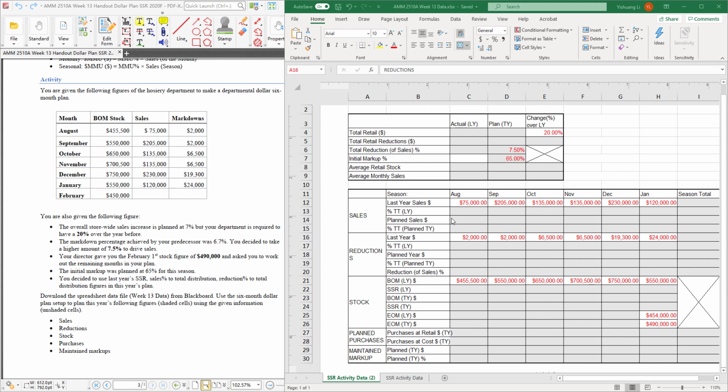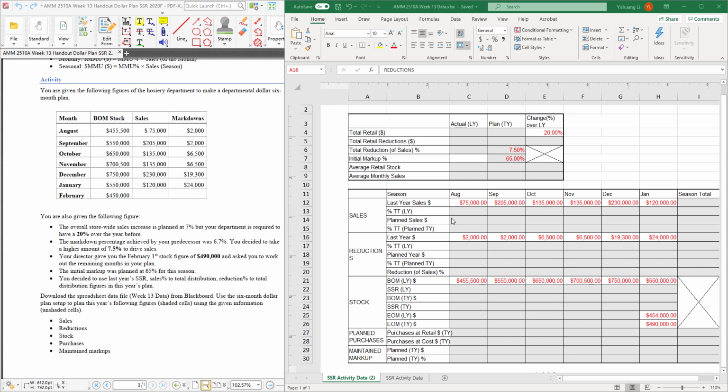Hi class, this week we are going to learn how to make a 6-month dollar plan using given numbers. And although we only have one activity planned for this week, this activity can be really time consuming, but no worries, I will show you how to make this plan step by step. Okay? Let's see the layout of the 6-month plan first.